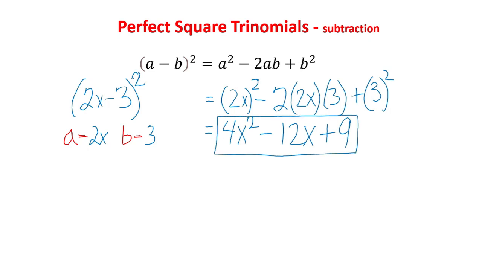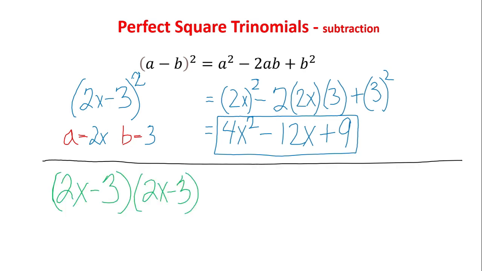And let's just try and FOIL it also to make sure we get the same thing. So here I've written 2x minus 3 times 2x minus 3. So FOIL, we're going to do the first, which gives us 2x times 2x, which is the same thing as 4x squared. Our outer would be 2x times negative 3, which gives us negative 6x.